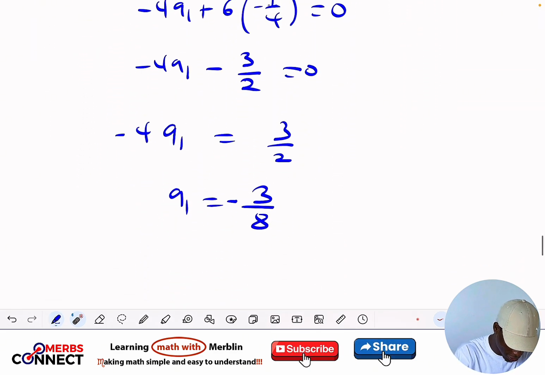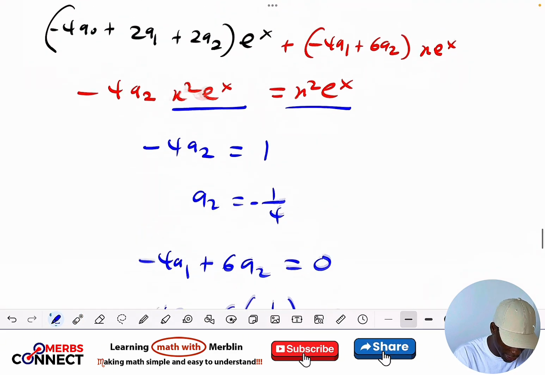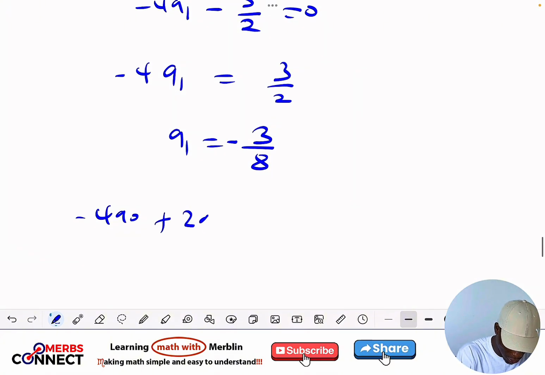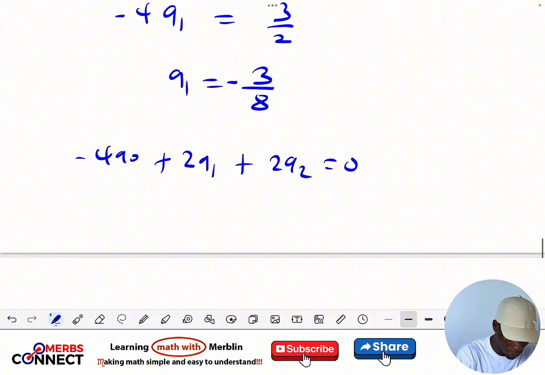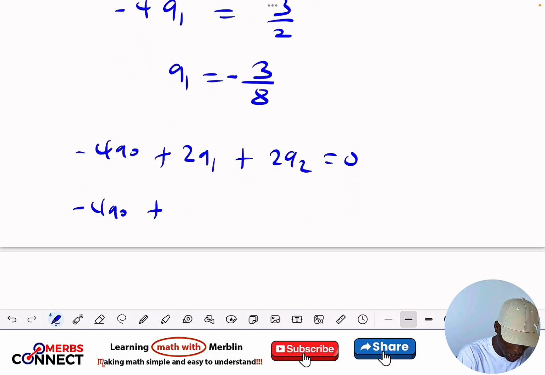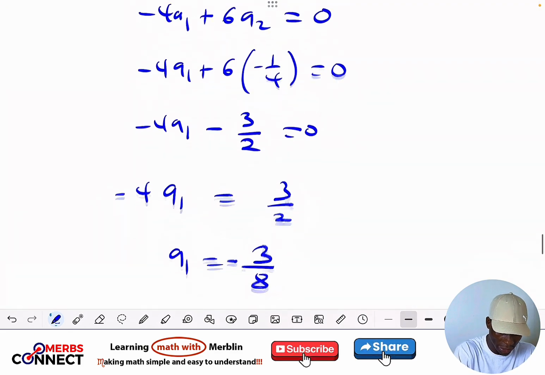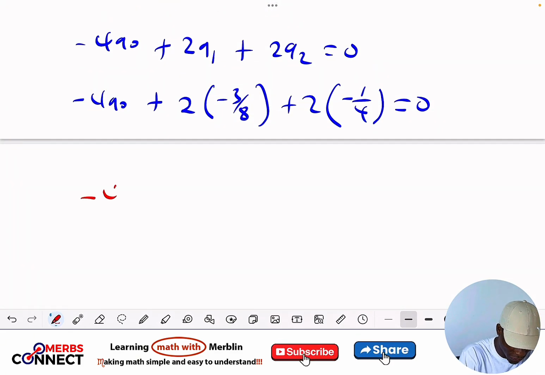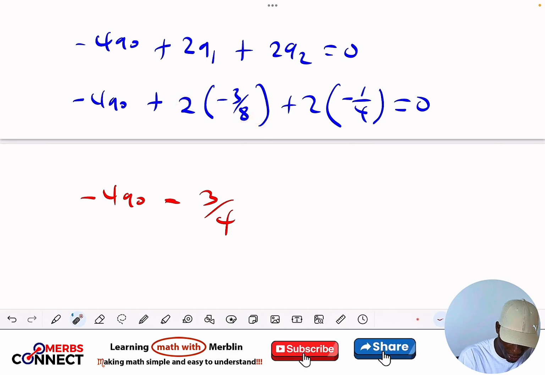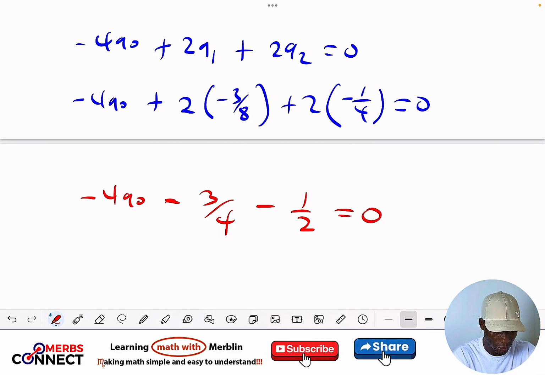So minus 4a naught plus 2a1 plus 2a2 is equal to 0. So we know a1 to be minus 3 on 8, and we know a2 to be minus 1 on 4. So let's try and figure it out. So minus 4a naught will be equal to minus 3 over 4, because when I cancel this one it will be 4. And then this one too is going to be minus 1 over 2, which is equal to 0.